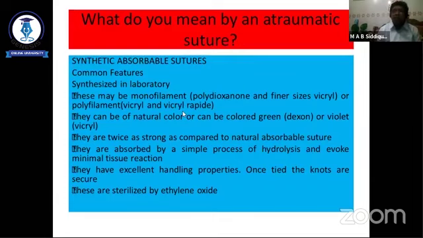The common feature of synthetic absorbable sutures is that they are synthesized in the laboratory. They may be monofilament, such as polydioxanone, or polyfilament, such as Vicryl. They may be natural color or colored green or violet. They are twice as strong as natural absorbable suture. They are absorbed by a simple process of hydrolysis and evoke minimal tissue reaction. They have excellent handling properties. Once tied, the knots are secure, and they are sterilized by ethylene oxide.